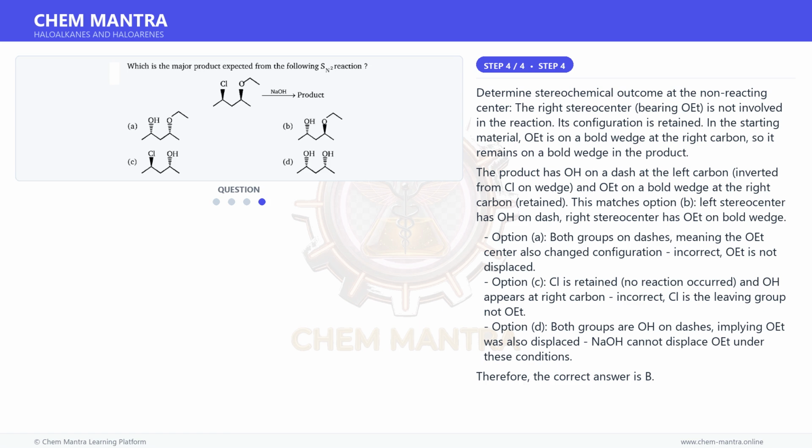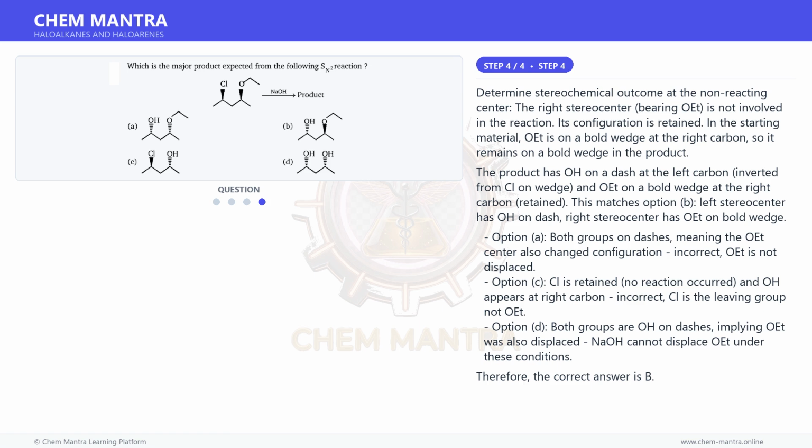Option A. Both groups on dashes, meaning the OH center also changed configuration. Incorrect. OH is not displaced. Option C. Cl is retained, no reaction occurred, and OH appears at right carbon. Incorrect. Cl is the leaving group, not OH.